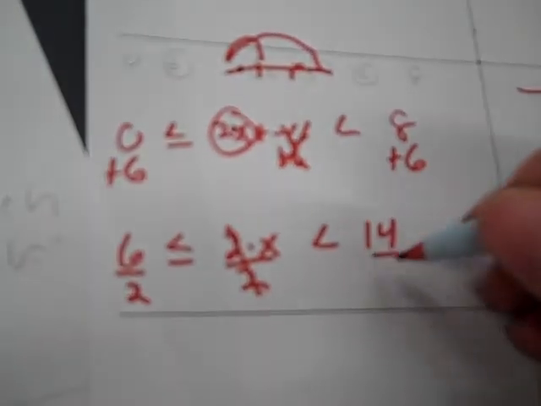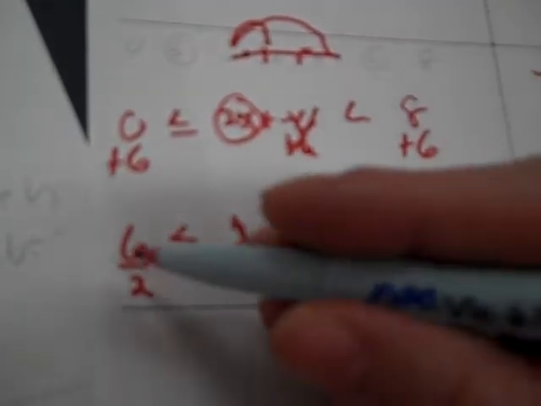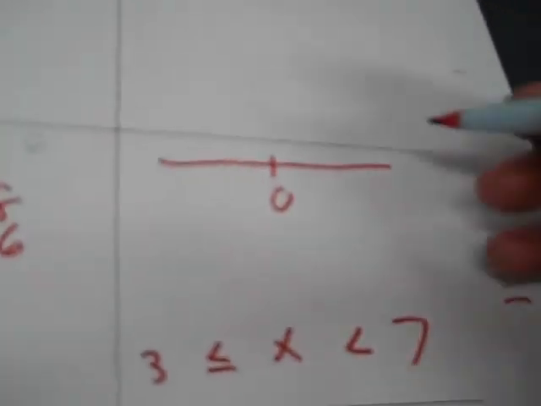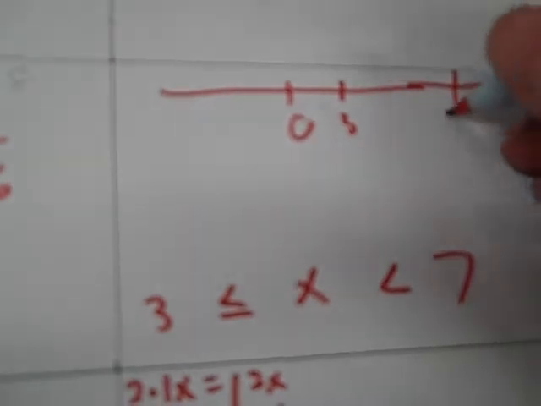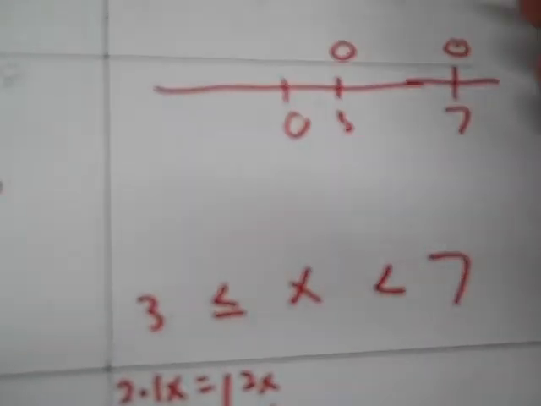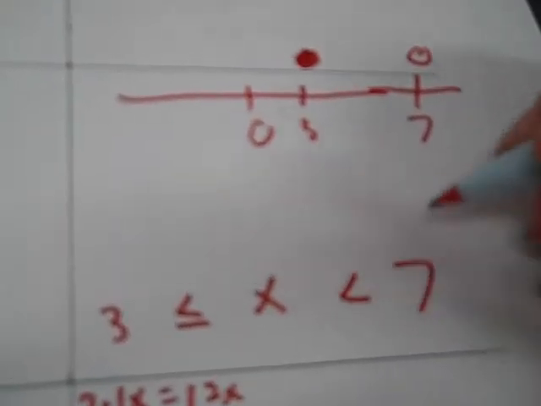Now the 6 and the 14 get divided by 2. So that's 3x and 7. Okay, so these are the numbers you graph on the line. They're both positive, so I put 3, put 7, line underneath the 3, no line under the 7, just connect them. Okay.